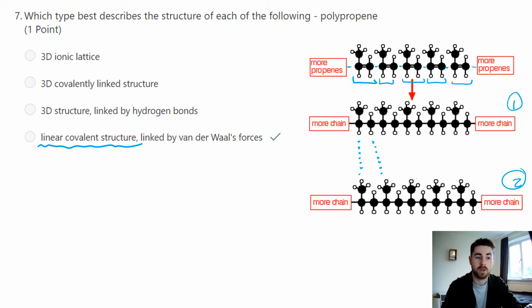London dispersion forces occur between all atoms and molecules, and it's due to the random distribution of electrons within the atoms or molecule. So it's not a 3D ionic lattice, it's not a 3D covalent network, it's not a 3D structure linked by hydrogen bonds because we've got no OH, NH or FH groups. It's simply a linear covalent structure which is linked to other linear structures by van der Waals forces. Quite a tricky one, don't worry if you got that one wrong.